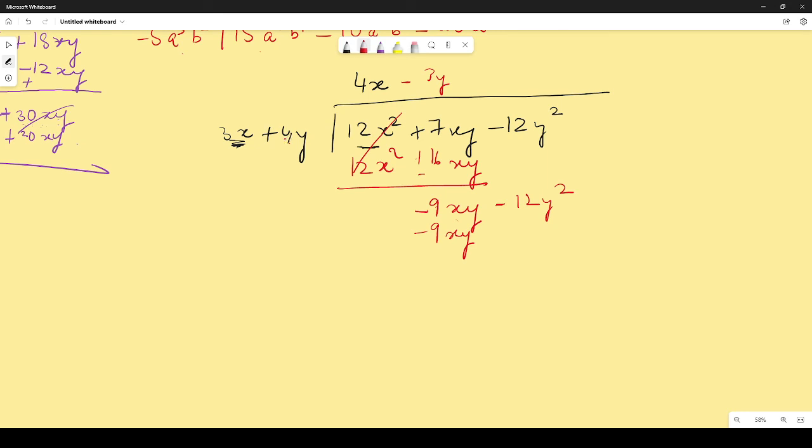And plus 4, do not forget the chota bhai. Plus 4 into minus 3y will give you minus 12y square. So this gets cancelled, and again here your remainder is 0. Okay, so that is how you solve these division questions. And for verification, the formula given here is: dividend is equal to quotient into divisor plus remainder. That gives you the dividend.